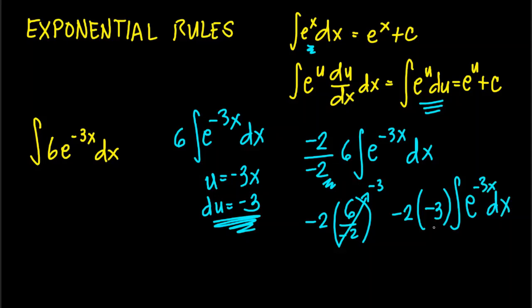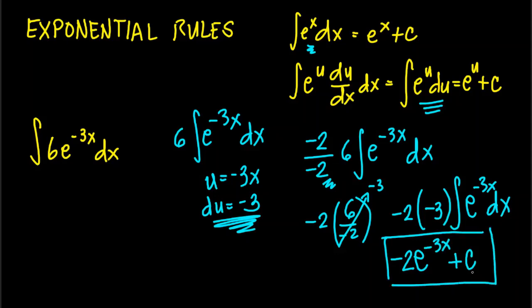Okay. So, yes, we have met our requirement. And then, we are left with negative 2 times e raised to negative 3x plus c. This is simply the answer. It is just e to the u plus c. As long as you meet your requirements, you're good. Okay. So screenshot if you want.